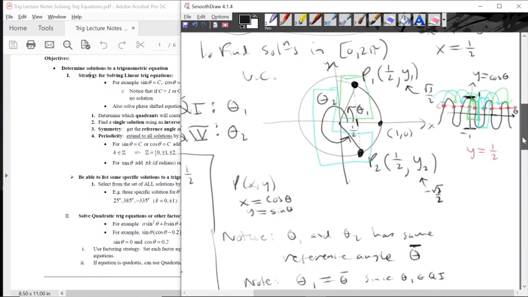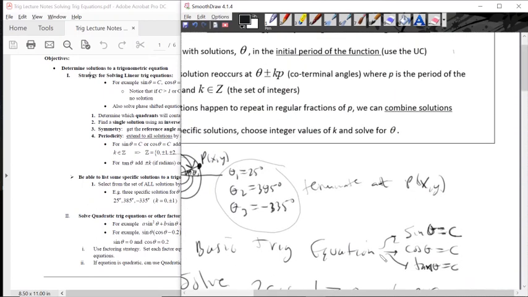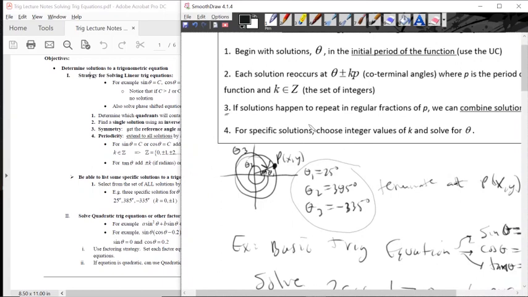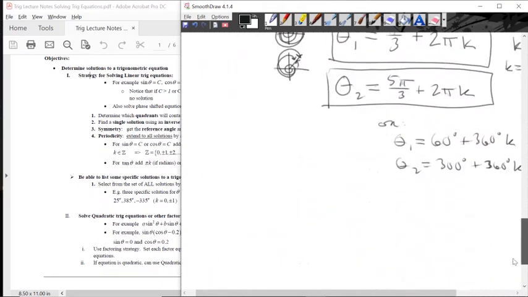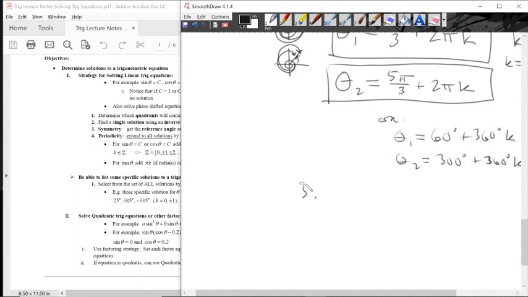Now, as far as this notion of whether these solutions repeat in regular fractions of the period, the way to see if they repeat is to plot out the different solutions and look at the angular measures to get from one to the next. Does it repeat in regular fractions of the period p? The period p here is 2 pi. So we plot the two solutions. We have a solution here in quadrant 1, and a solution here in quadrant 4.